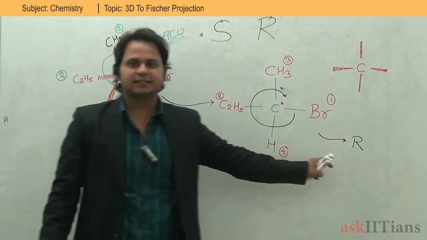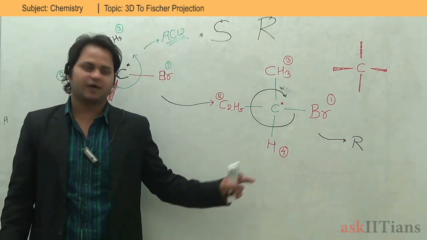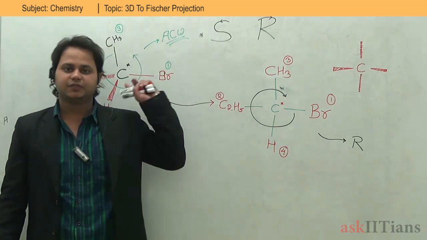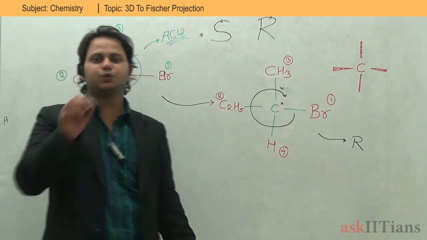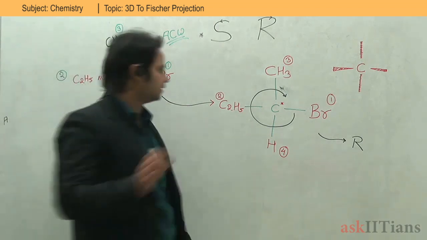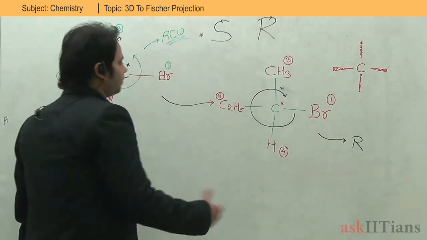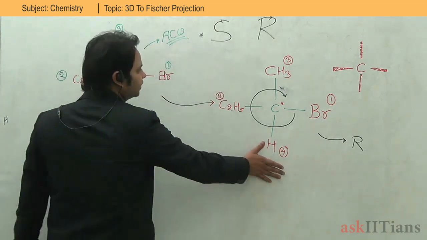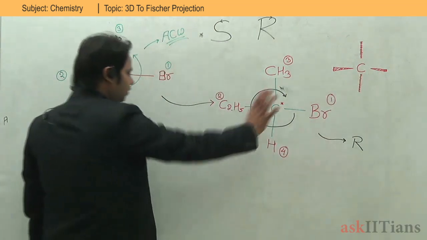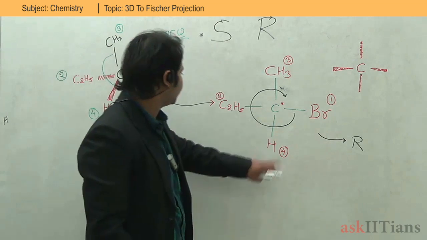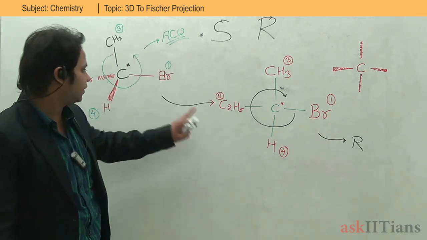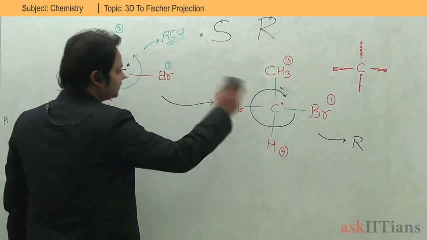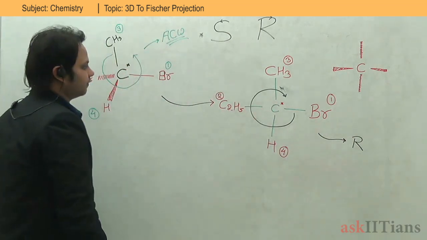So that is how you understand that this is not the correct Fischer projection for this particular compound which I represented in 3D. So you need to change the place of a substituent. How can you change the place of the substituent? Basically H, you have to leave in this position, in the dash position. I have to leave that H over here, and I have to change the position of either CH3, either Br, or either C2H5.